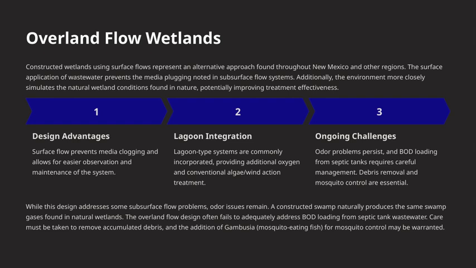Odor problems can still persist, especially since the system naturally produces swamp gases similar to those in natural wetlands. Managing BOD, or biochemical oxygen demand, from septic tanks can also be tricky. I should emphasize that this requires careful management to prevent overloading. Additionally, debris removal is essential to keep the system functioning properly, and mosquito control is another critical aspect. Sometimes, adding gambusia fish, which eat mosquito larvae, can be a helpful strategy.